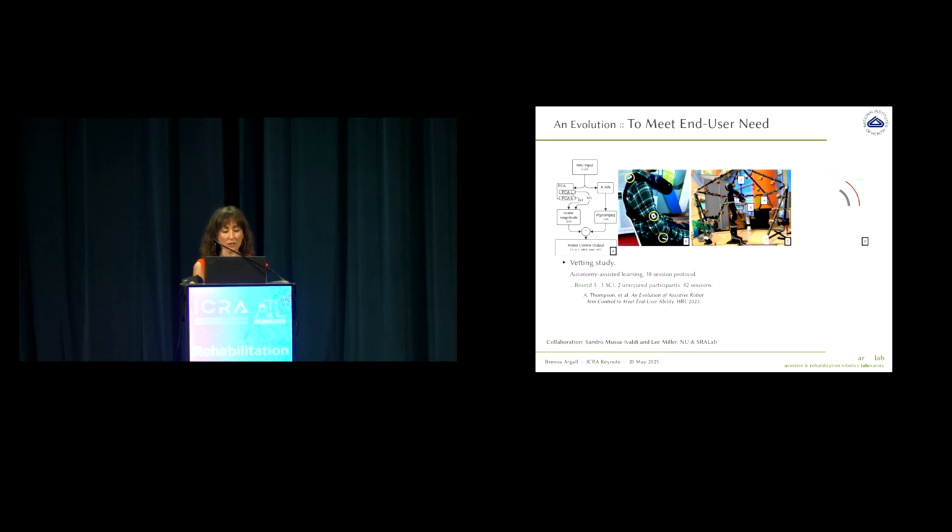So this now was an autonomy-assisted learning protocol. It executed over 18 sessions, and we started out with 2 uninjured participants, and then we moved on to our first spinal cord injured participant. After running these participants, we realized we needed to update our hardware. Our robot arm was wearing out, and also we had far too much drift in our IMU sensors. We actually had already updated them once, and we had to update them again.